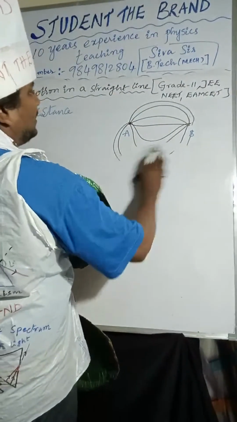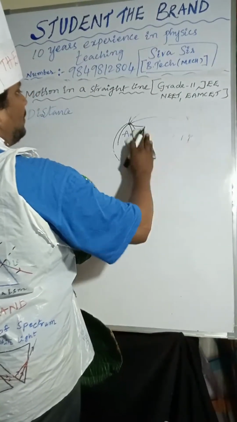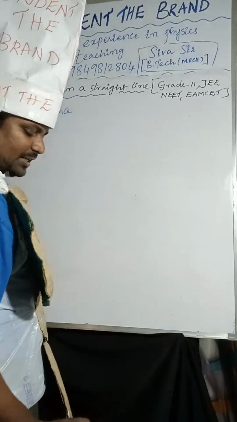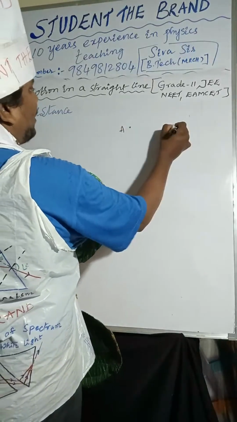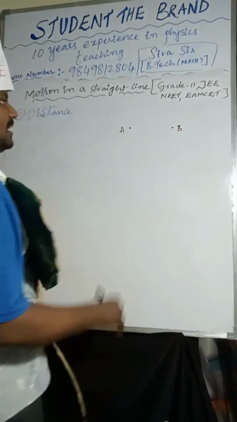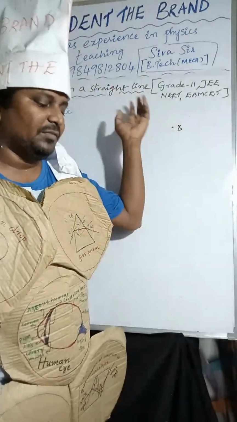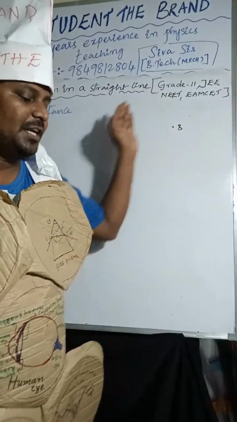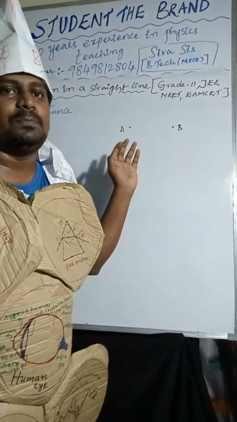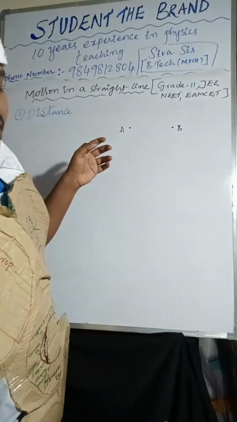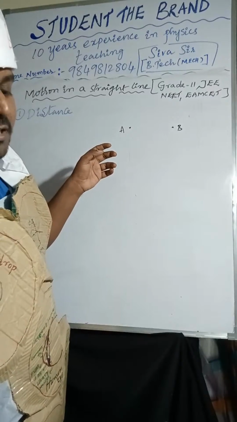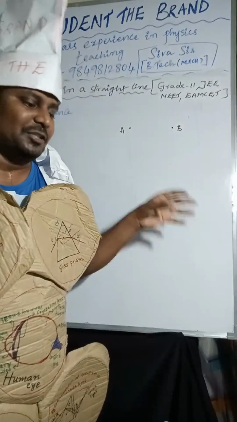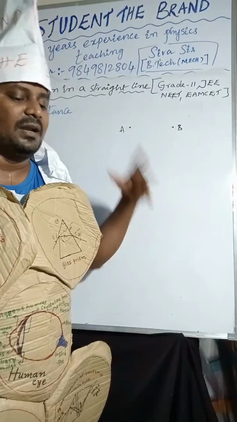Next one, displacement. Displacement is the shortest path from initial point to final point. As in the previous case, from point A to point B you can take any path, any direction, but the shortest path from initial to final is called displacement.